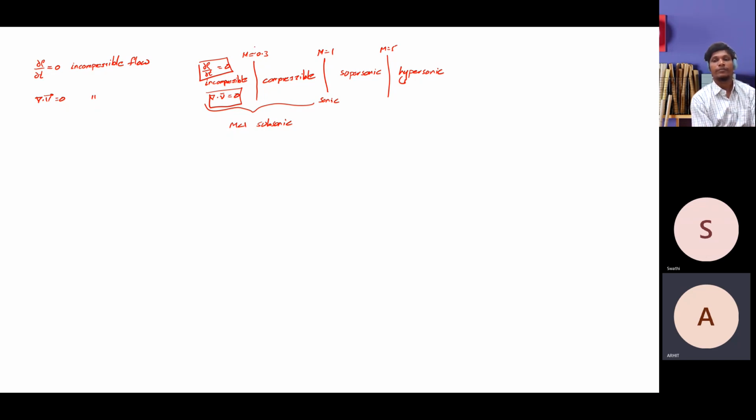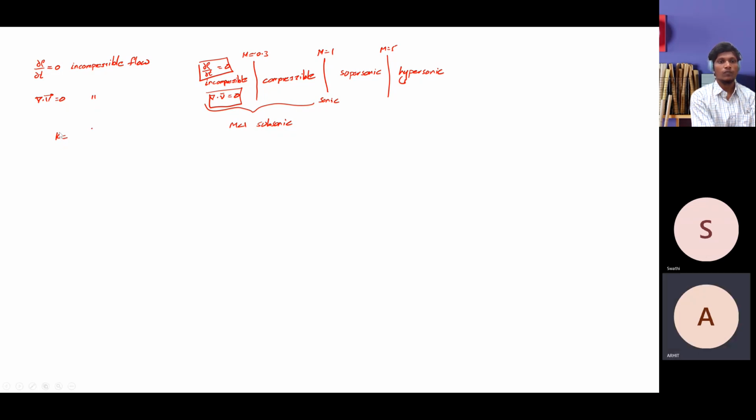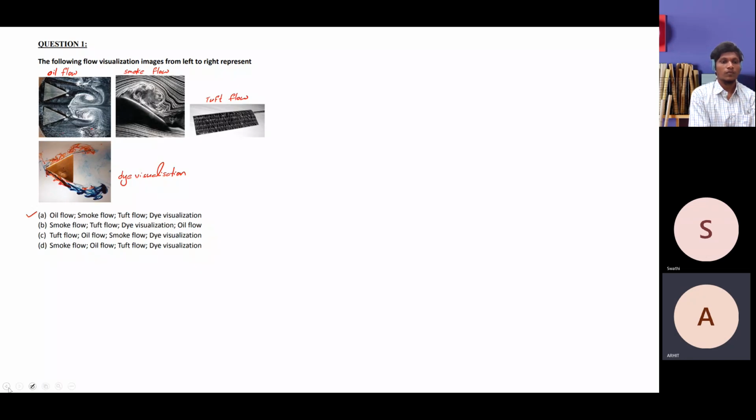Yes, sir. There is a relation between the Mach number and compressibility, but I can't recall the equation, sir. Compressibility, the formal definition is change in volume per unit volume on application of unit pressure, right? Yes, sir. Minus del V by V, I think.